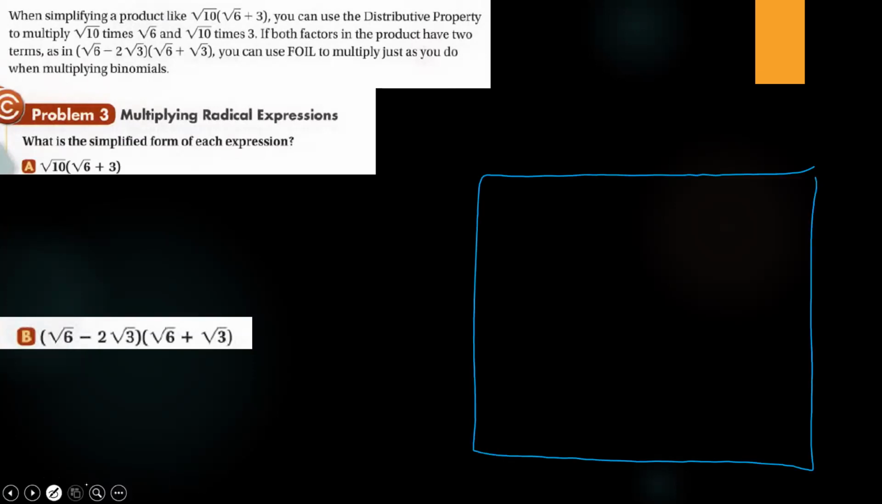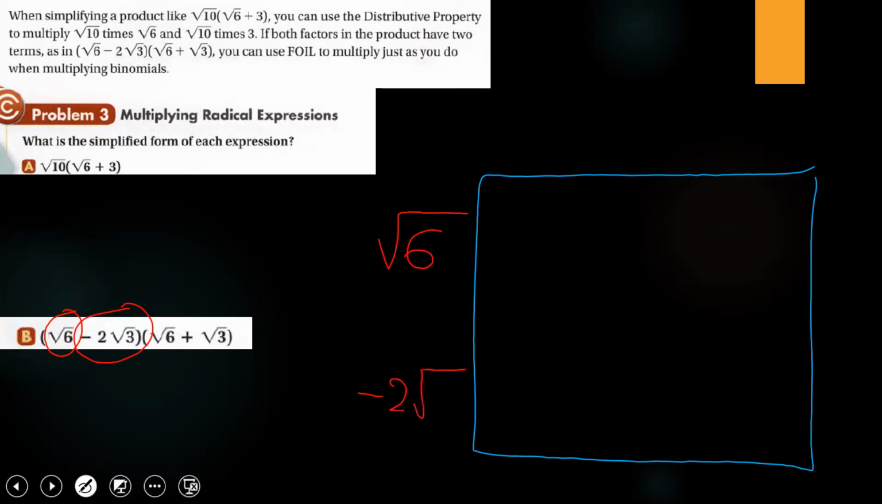Let's solve now B. Here we have square root of 6 minus 2 square root of 3, and we have square root of 6 plus square root of 3. We have to multiply them. Do you remember how we can multiply expressions? Here we have to do the same in multiplying radical expressions. We have to make a table. What is the first term here? Square root of 6. I have to write it here. The second term, minus 2 square root of 3.